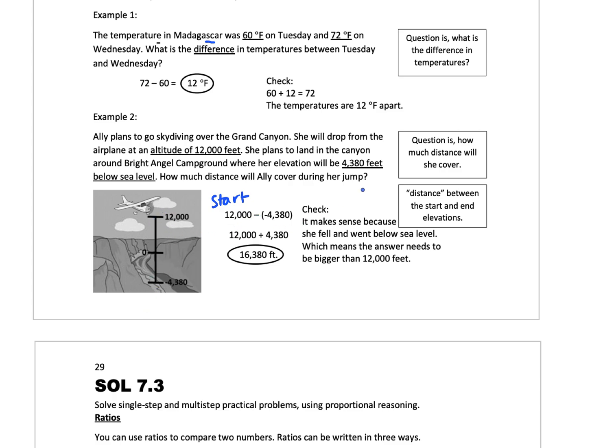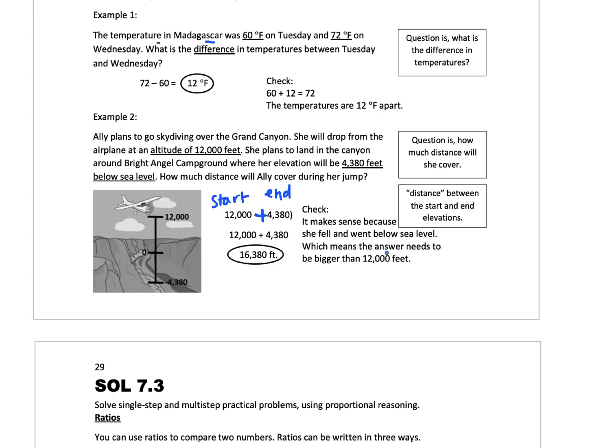So we're finding the difference. So we're subtracting to figure out the difference between where she started and where she ended. Her ending elevation is negative 4,380 because she was that many feet below sea level. So then when we have a negative, or when we're subtracting a negative, that turns into plus or positive, which means we're just adding these two numbers to find the distance. And then we have 16,380 feet as that difference between those two start and ending elevations.